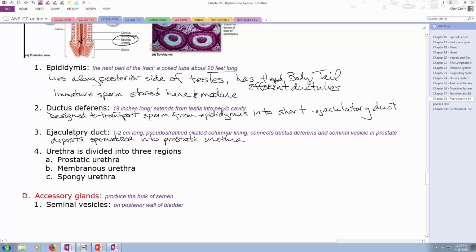And so we want to make sure that you remember the urethra in the male has 3 regions or divisions. We have the prostatic urethra going through the prostate, the membranous urethra going through the urogenital diaphragm, and then the spongy urethra going through the penis.